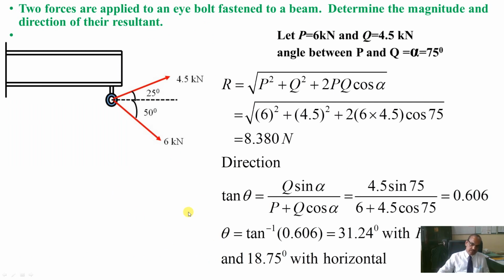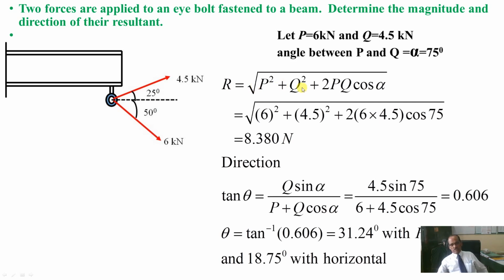Let us discuss the third example. Two forces are applied to an eye bolt fastened to a beam. This is a beam and the bolt is a hook. To this hook, determine the magnitude and direction of the resultant. This is 4.5. This is 6. This angle is 50. This is 25. So the angle between the two forces is 75. Again, repeat the same process.